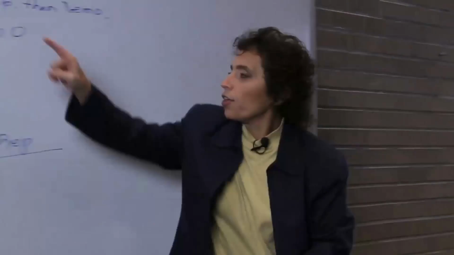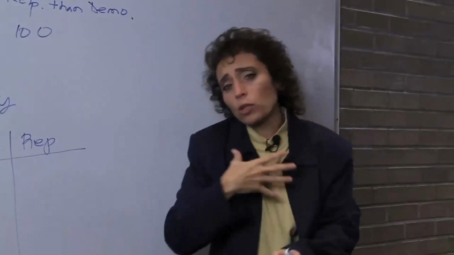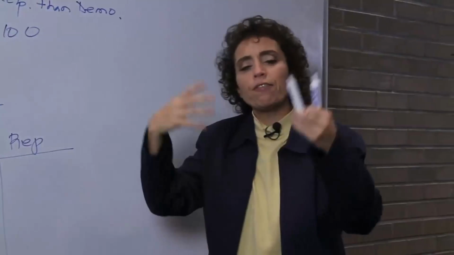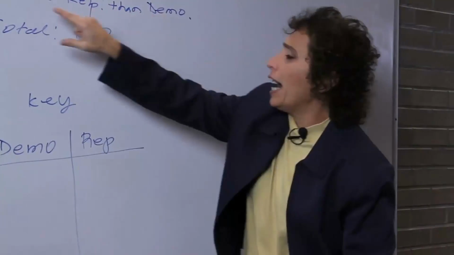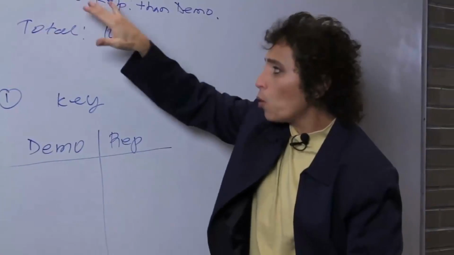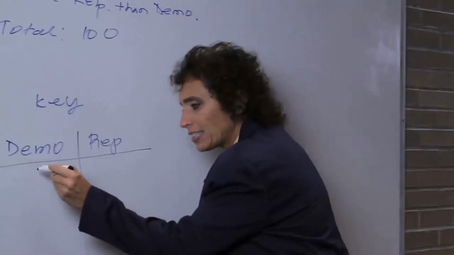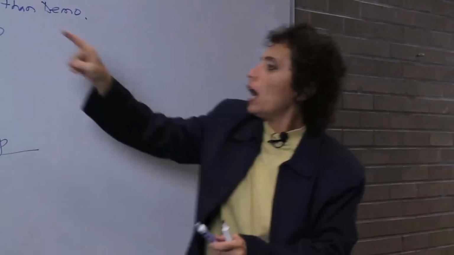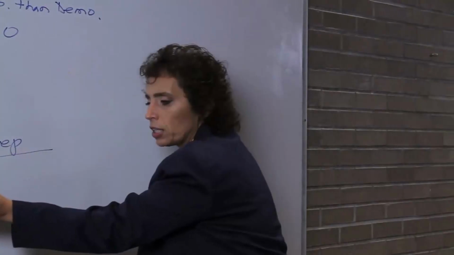Now it says there are 8 more Republicans than Democrats. You can do this a number of ways, but here's what I'm going to tell you to do. Make X the one that you don't have the immediate information about. I know something about Republicans, I have 8 more, but I don't know anything about Democrats right now. So I'm going to make X the Democrats.